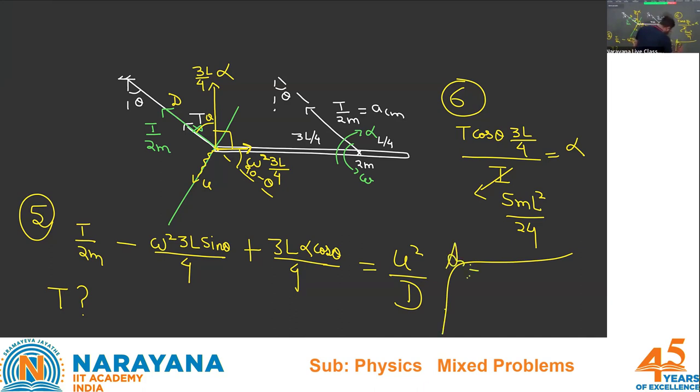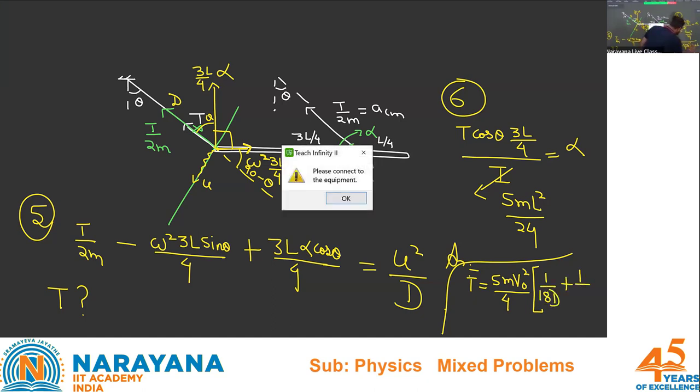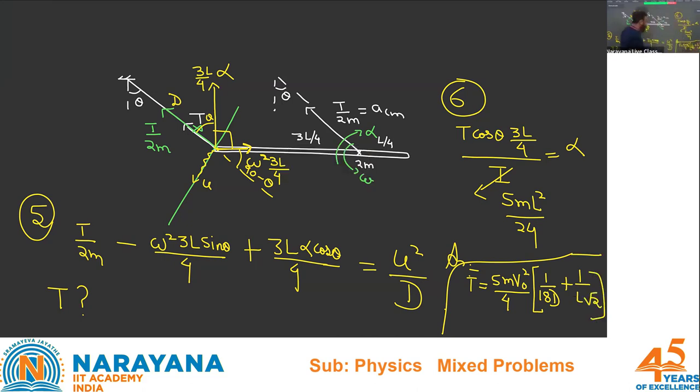So the answer for T comes out as 5 m v naught square upon 4 whole multiplied by 1 by 18 capital D plus 1 by L root 2. This is the answer to the question. 5 m v naught square upon 4 whole multiplied by 1 by 18 capital D and a factor of 1 by L root 2. So I think conceptually the problem is clear too.